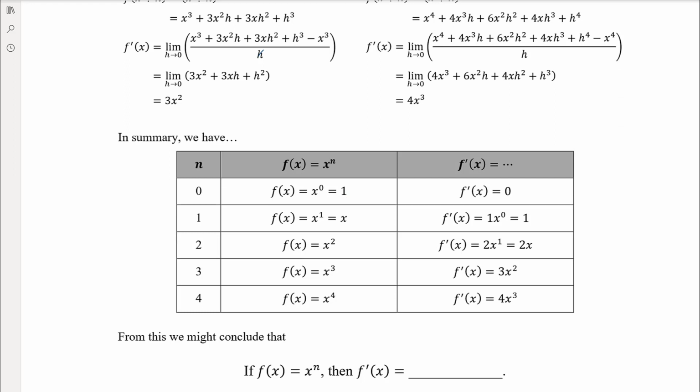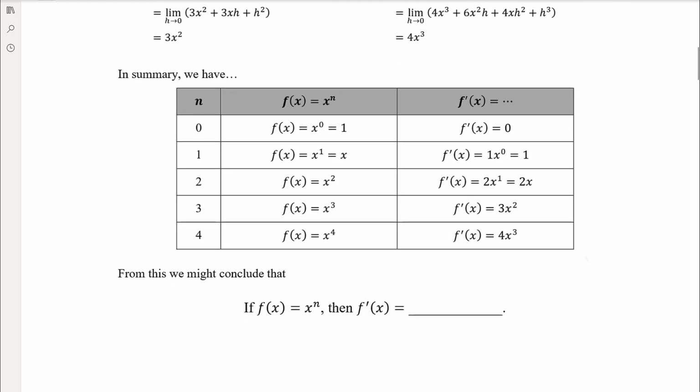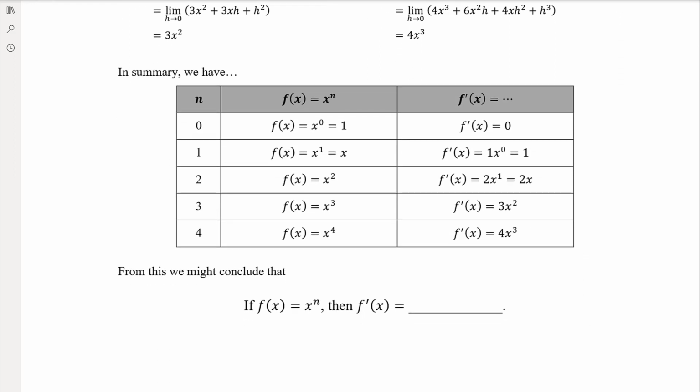When n equals 1, we get x to the power of 1. The derivative of that is 1. When n equals 2, x squared, the derivative is 2x. When n equals 3, x cubed, the derivative is 3x squared. When n equals 4, the derivative is 4x cubed. And from this, we might start to conclude that we're observing a pattern that we can continue.